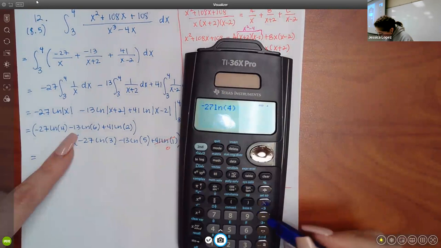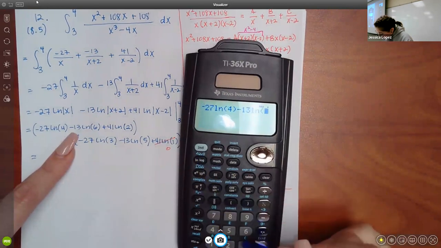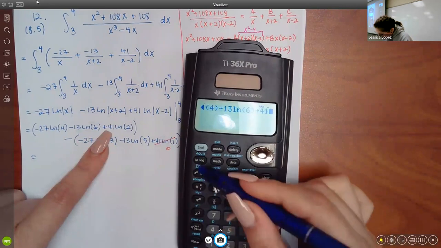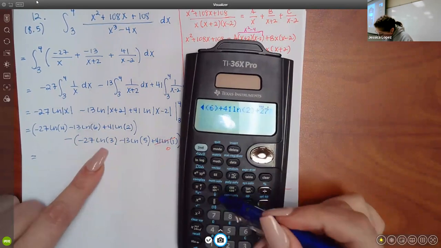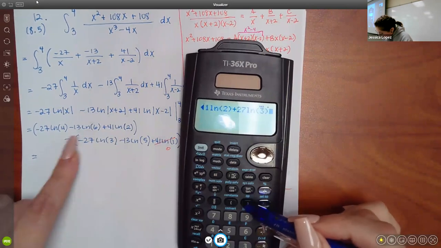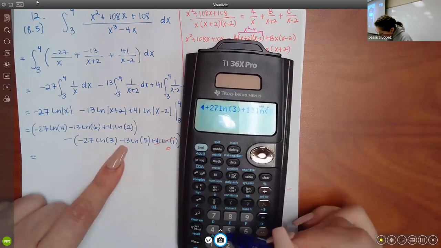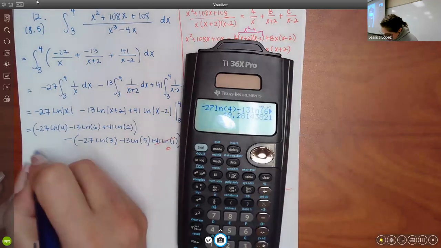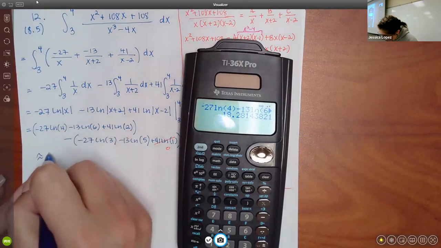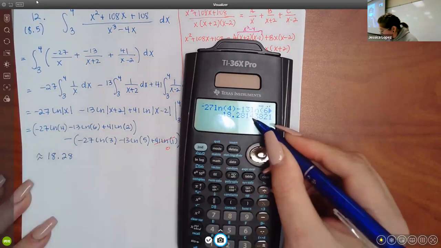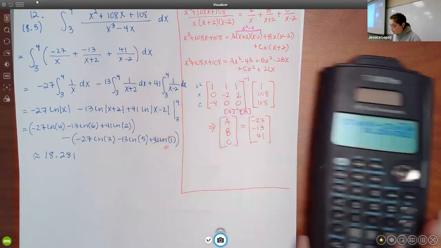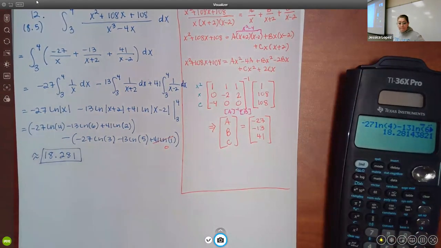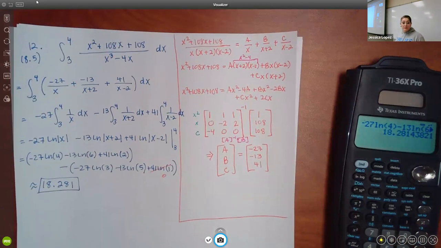Ln of 4 minus 13 ln of 6 plus 41 ln of 2. Negative and negative will be plus 27 ln of 3, and then negative and a negative will be plus 13 ln of 5. And we get around 18.28, and the 4 will not change the 1, so it's just 18.281. And that is what I have over here. So good with that one.